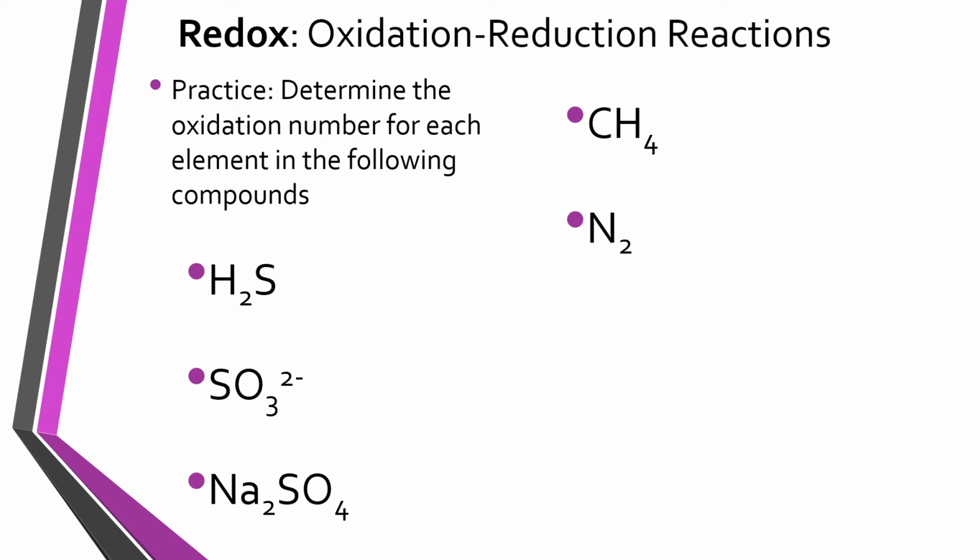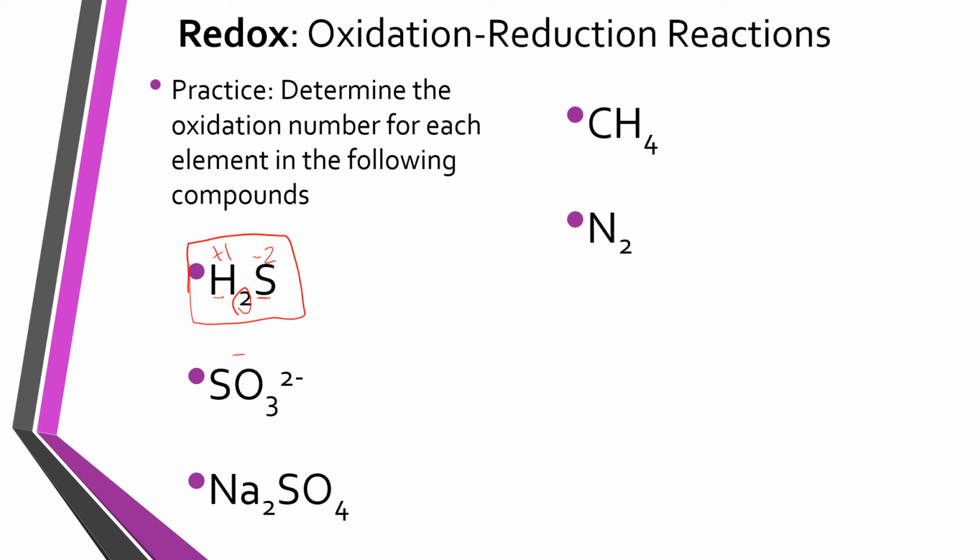So let's go through some examples. You can pause if you want to try on your own, or obviously you can listen to me go through it. So for this first one, we have H2S. So in this case, hydrogen is with a nonmetal. So when hydrogen is with a nonmetal, it is plus 1. We have 2 hydrogens, so the total is plus 2. This all together needs to add up to be neutral, so sulfur has to be minus 2.